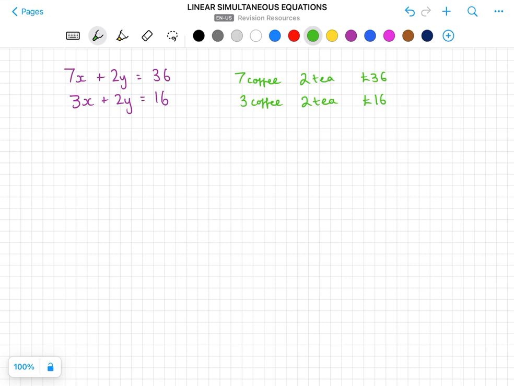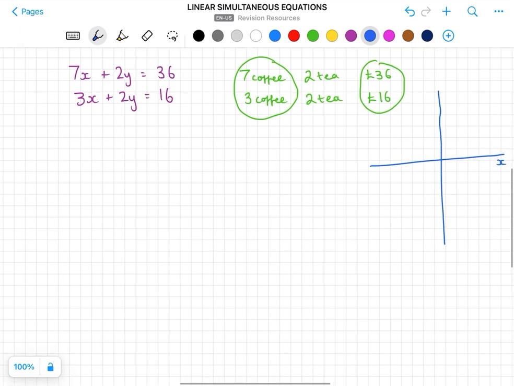Thinking about it in a real life example, the difference in price must be due to the difference in coffees only, because we've got the same number of cups of tea in both. Now the price of a coffee and the price of a tea is the same in both equations. So that's to say the value of x and the value of y is the same in both of our equations. Now how do we know that?